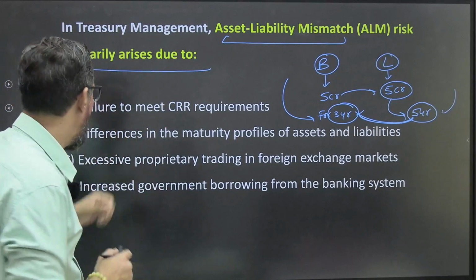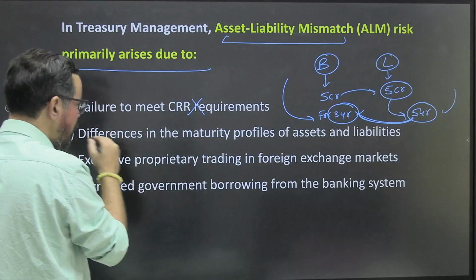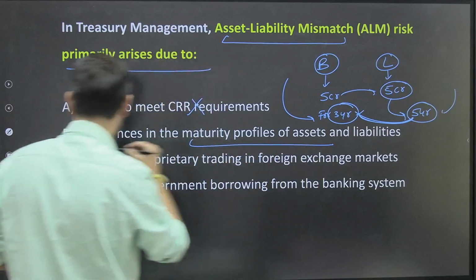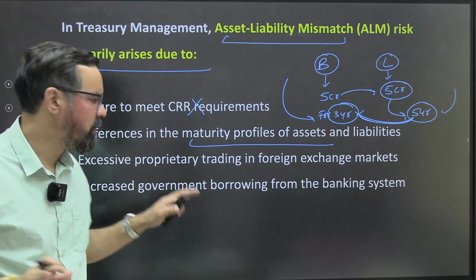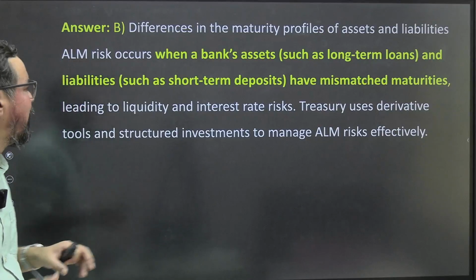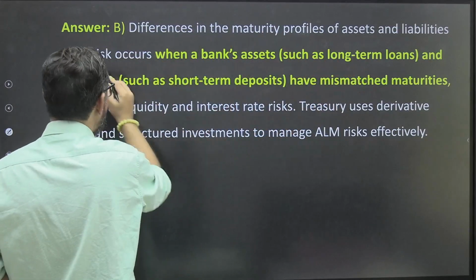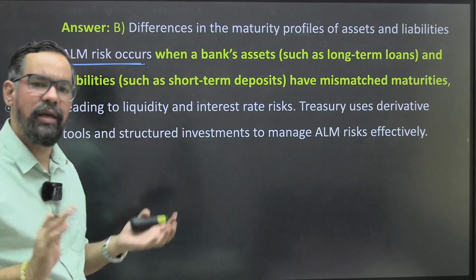So, failure to meet CRR requirement, no. Differences in maturity profile of assets and liabilities, yes. Sorry, no need to go further. I hope everybody got this. So B is the right answer: differences in the maturity profile of assets and liabilities. That is how ALM risk occurs. So managing this particular thing is ALM.